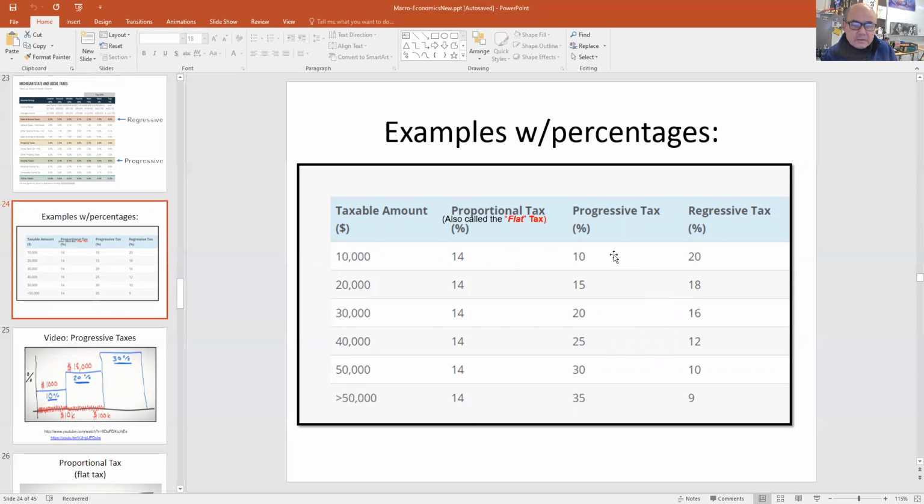The progressive tax, the actual rate of taxation goes up as your income goes up. So a poor person would pay 10% of $10,000. A rich person would pay 35% of anything over $50,000. And so that's a progressive tax.